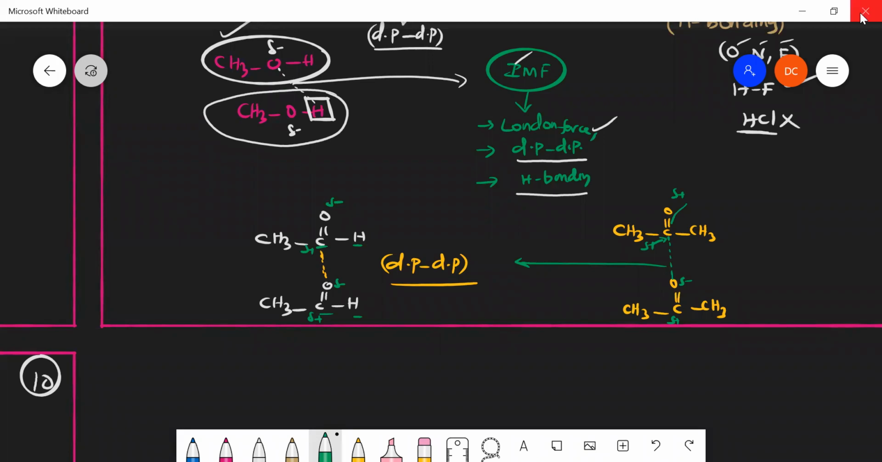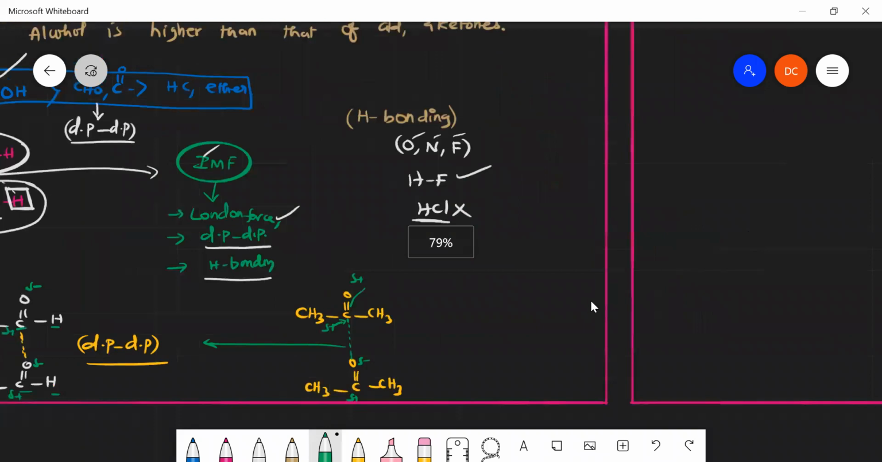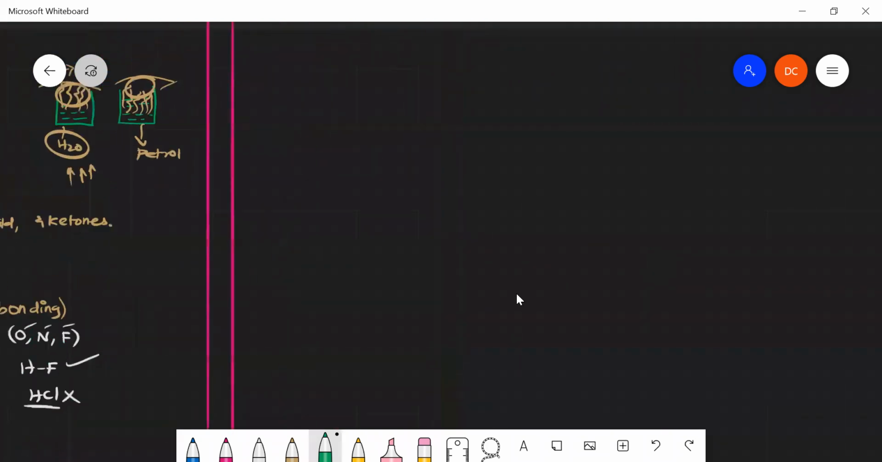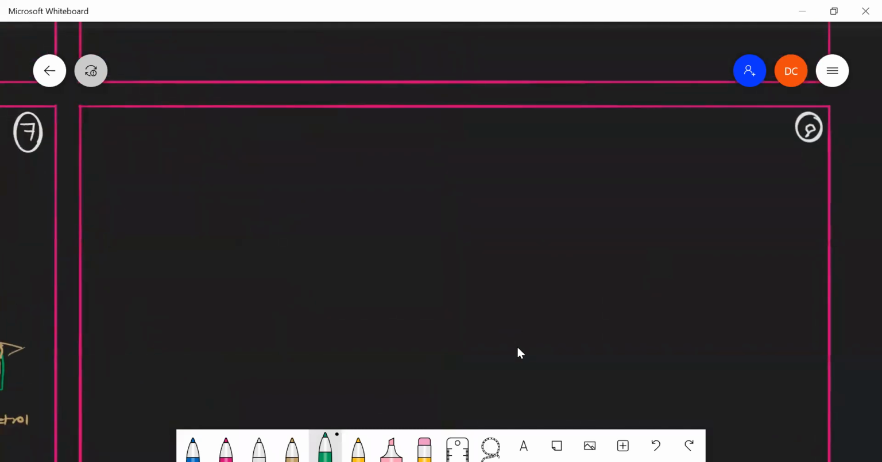If there is no hydrogen bonding, the bonding is very weak, so we can easily break it. We do not require much energy to cleave or break the bond. That is why the boiling point will be lower for ketones as well as aldehydes.